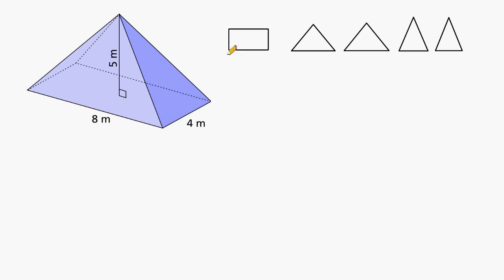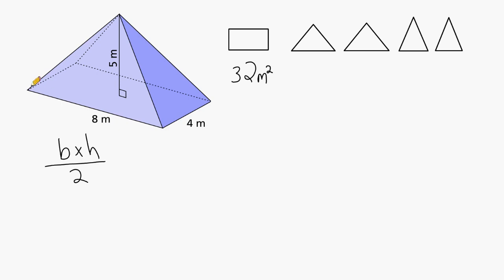Okay, so starting with this rectangle right here, we know that it is a 4 by 8 rectangle, and 4 times 8 is 32. So we know that the area of the rectangular base is 32 square meters. All right, let's take a look at this single triangle right here that's shown in the front. Now, to figure out the area of any triangle, we should know that we have to multiply the base and the height of that triangle and take that result and divide it by 2.